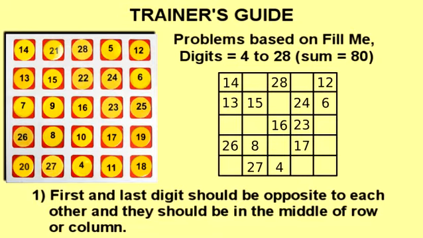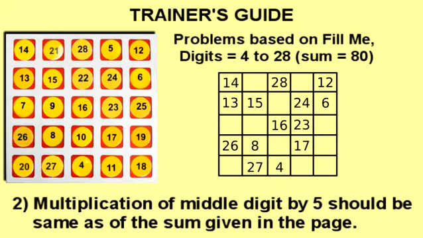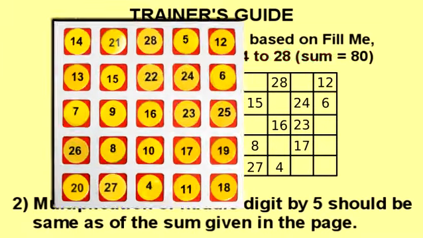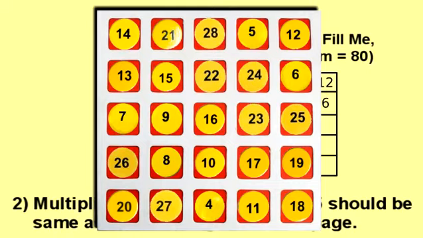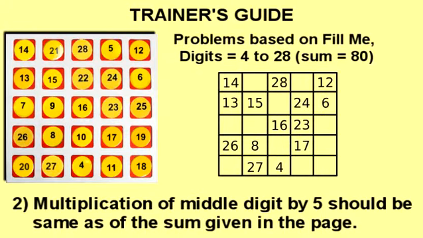Our second condition says multiplication of middle digit by 5 for 5 by 5 filmy grid should be same as of the sum given in the page. You can see the digits are from 4 to 28 and the sum is 80, and this is our completed filmy grid. And as the condition says, multiplication of middle digit by 5 should be same as of the sum given in the page.